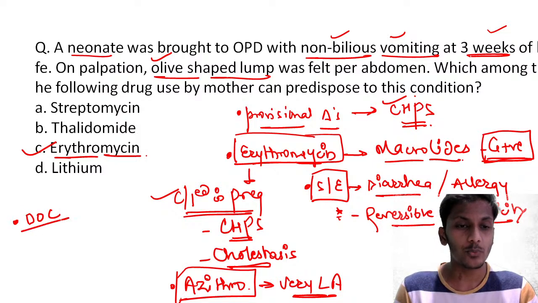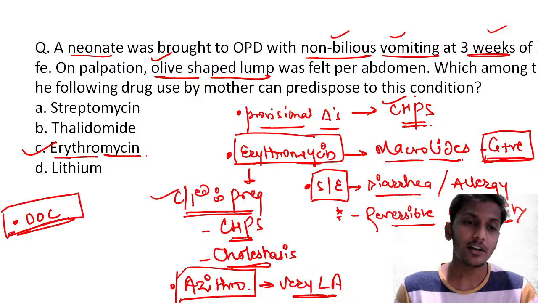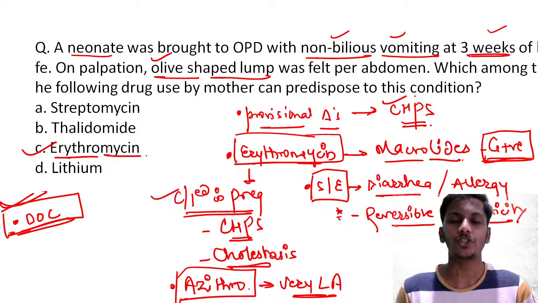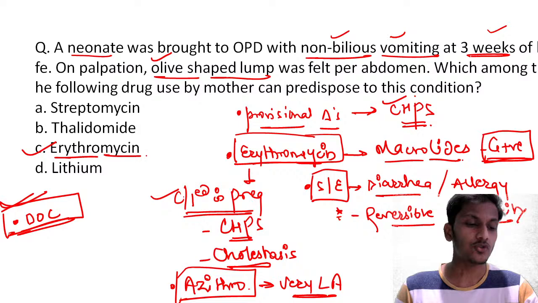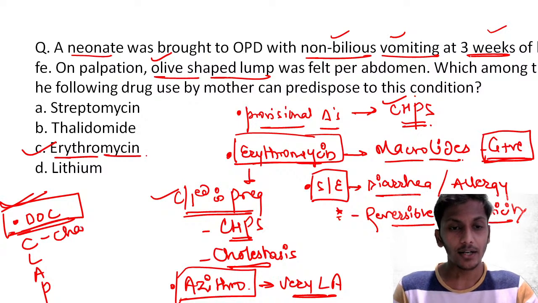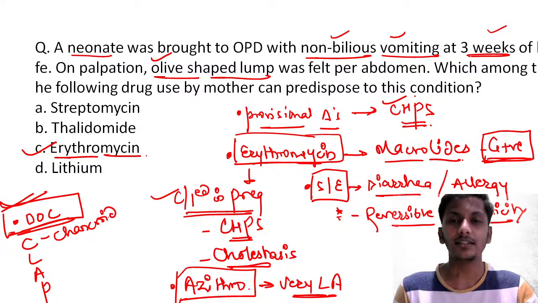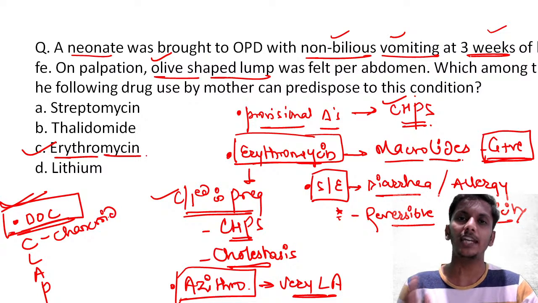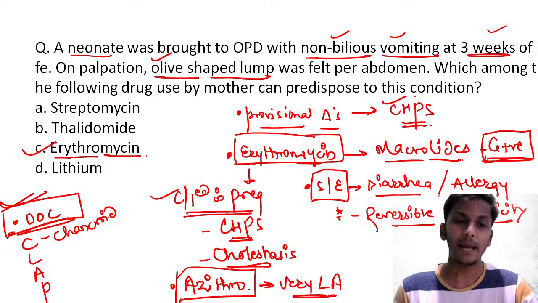Now, last thing about macrolides, guys, that you need to remember, is macrolides are used as a drug of choice in which conditions. Always remember, drug of choice will always remain a hot shot favorite topic for all examiners. So remember, macrolides are drug of choice for CLAP. CLAP is the mnemonic, where C goes for chancroid. You might have studied this in dermatology. Chancroid is a genital ulcer. It is an STD which is caused by Haemophilus ducreyi, which is treated by macrolides.